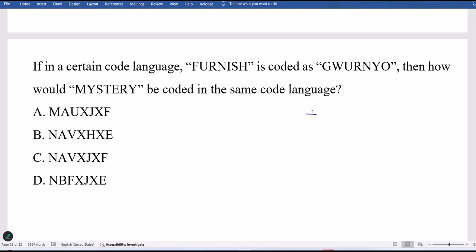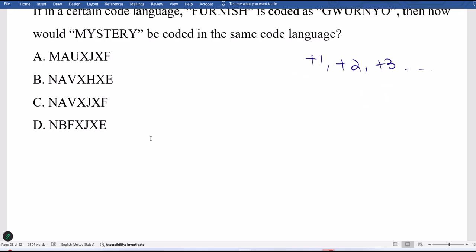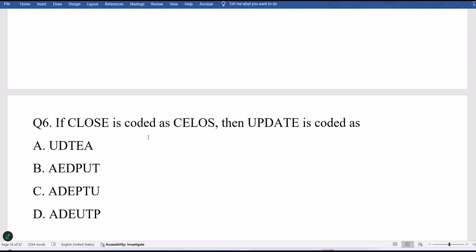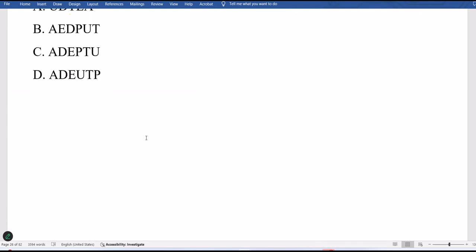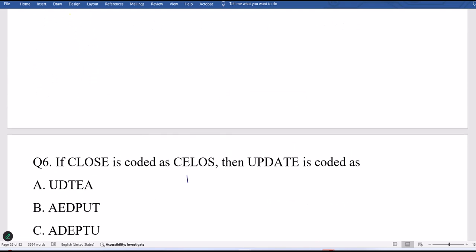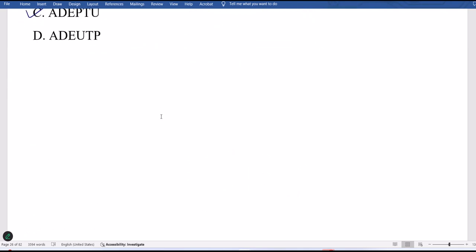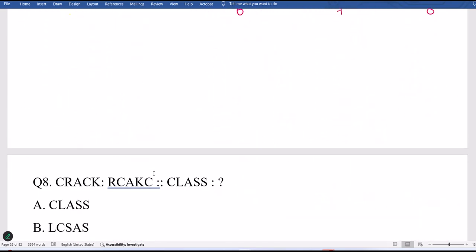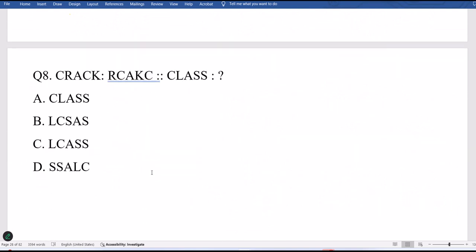This one is +1, +2, +3 related. Close. This is also an alphabetical order one. We have given already alphabetical order, same alphabetical order related questions. That logic, okay, we have given a lot of questions in the previous case.